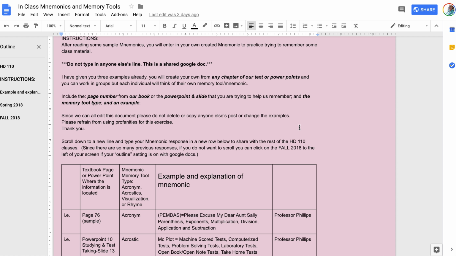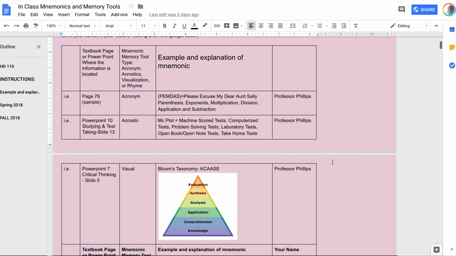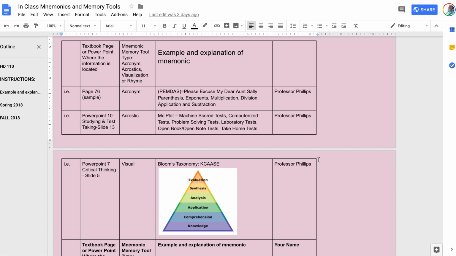You can scroll down and see that my examples are here. Again, this is from the textbook, the 12th edition, page 76, so that's why it might be off if you're looking at the 13th edition. An acronym on that page was PEMDAS, Please Excuse My Dear Aunt Sally, which helps you remember parentheses, exponents, multiplication, division, addition, and subtraction. And I created that. This is supposed to say type your name.